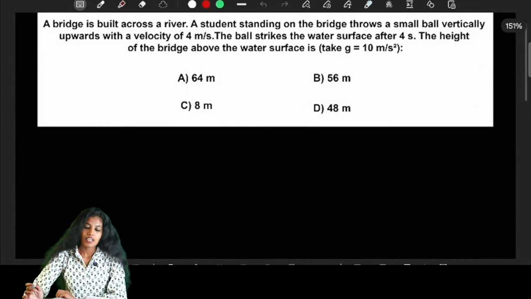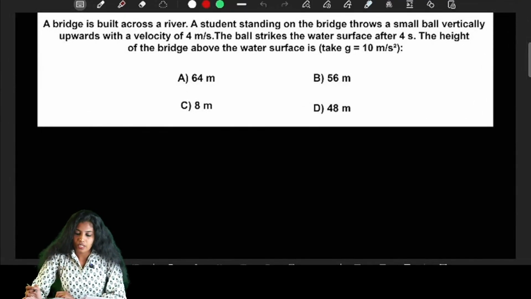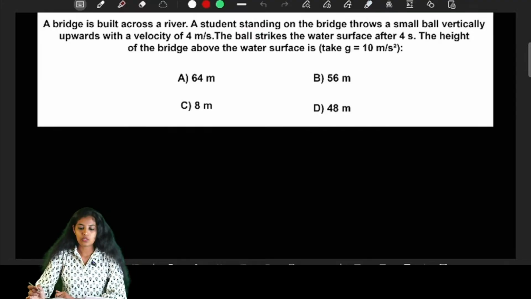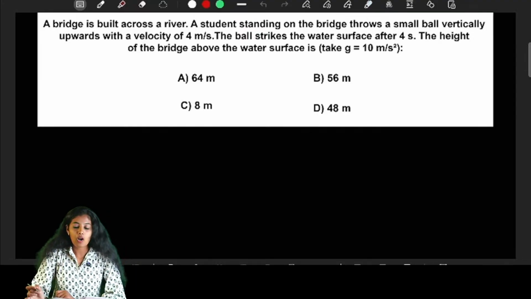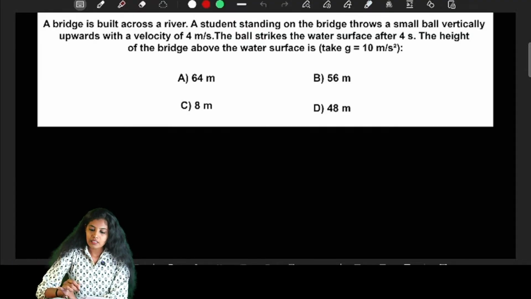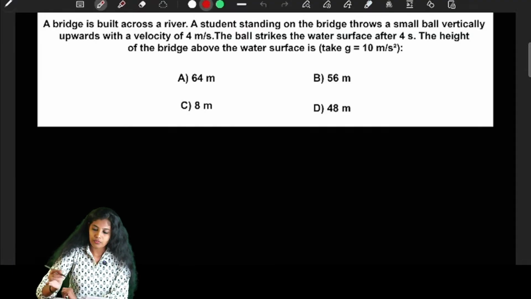Let us read this. A bridge is built across a river. A student standing on the bridge throws a small ball vertically upward with the velocity 4 meters per second. The ball strikes the water surface after 4 seconds. The height of the bridge above the water surface is? So g is given, g is 10 meters per second square, and 4 different options are given. Before that, let us draw this figure.